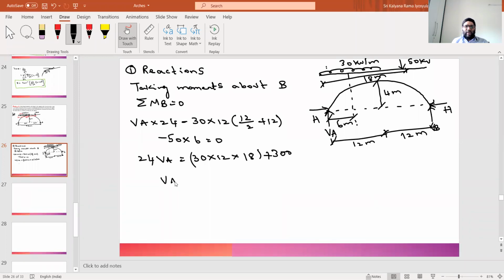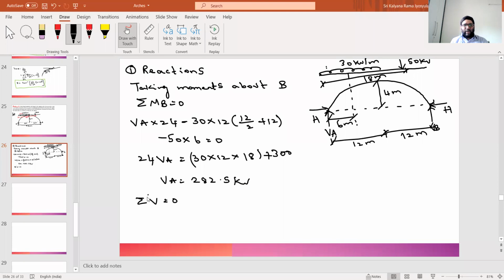So from this, how much VA will we get? Roughly around 282.5 kilonewton. So 360 into 18 plus 300 divided by 24 gives 282.5 kilonewton. Now sigma V is equal to 0.